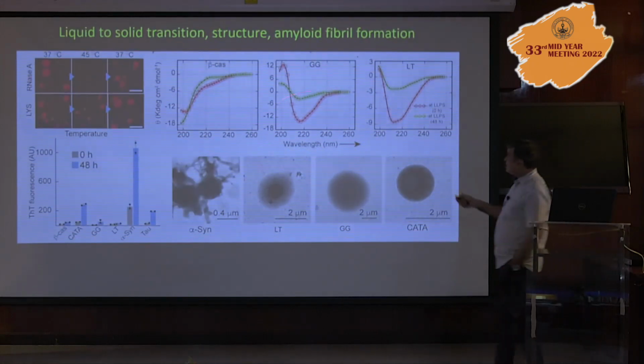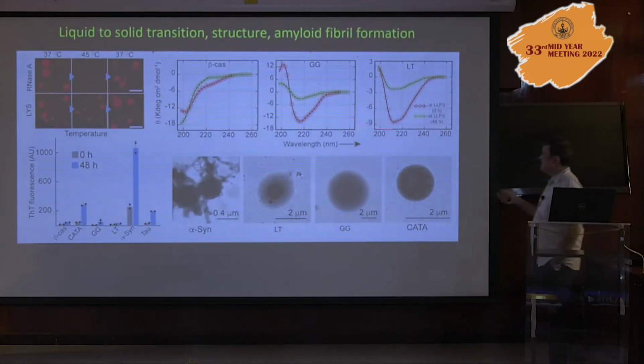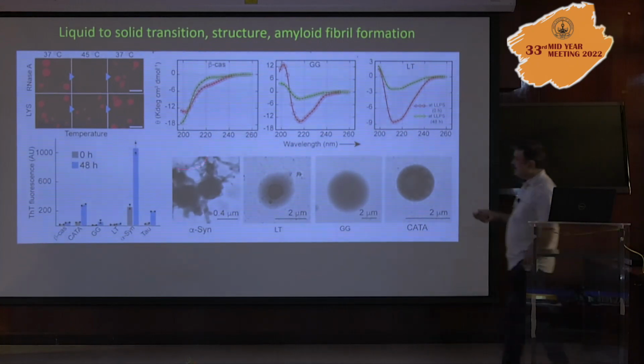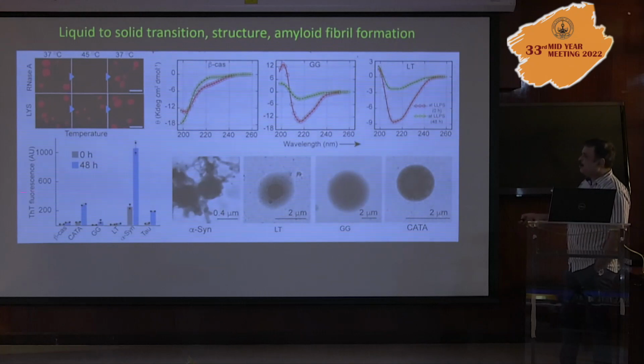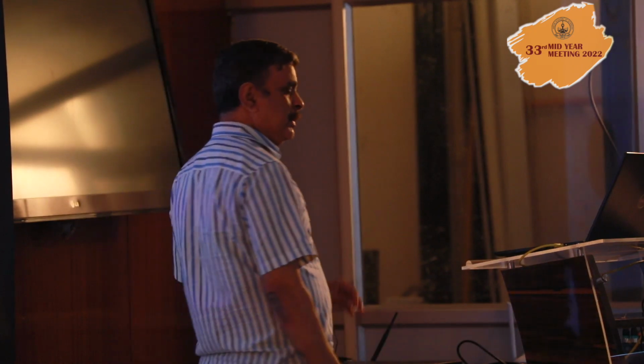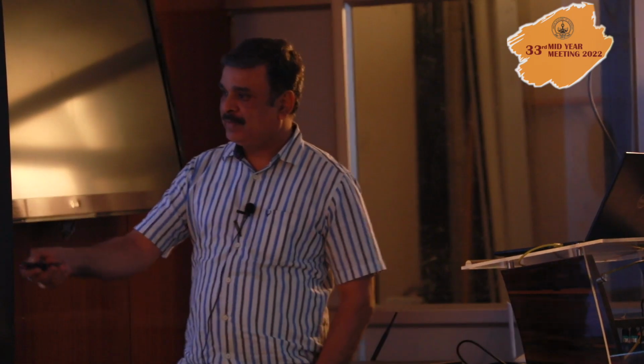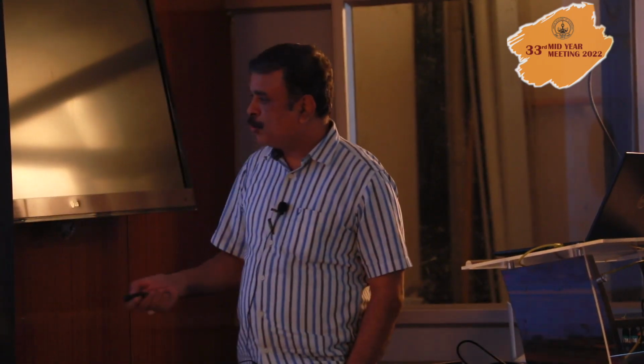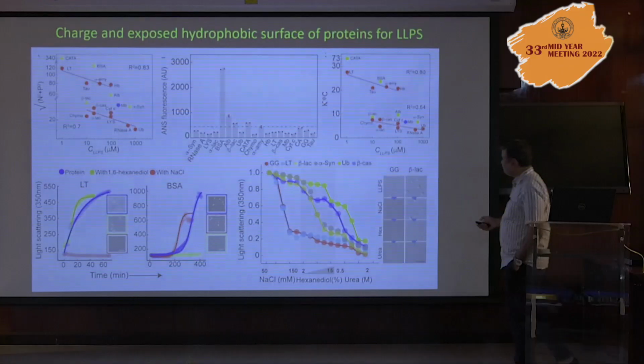Here you can see that for some of the proteins there is a huge structural change with solidification, while some of the proteins don't change. However, only a few proteins show thioflavin T. That means this subset of proteins undergoes amyloid formation with solidification, as you can see with alpha-synuclein, but all other proteins form normal droplets, just solid droplets.